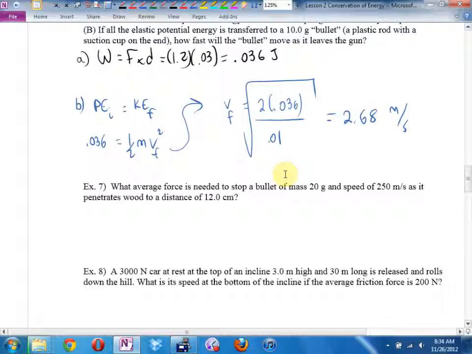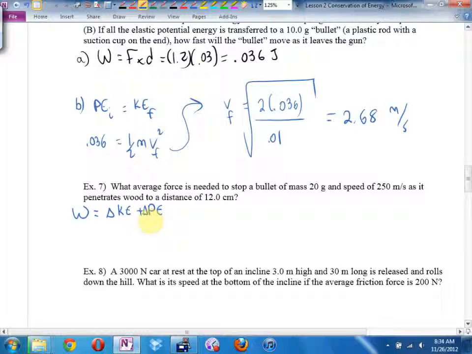Terry, what's this question asking me to find, number 7? The average force. Okay. I noticed they gave me a speed and a distance, and there's an average force. You know what I think this is probably wanting me to do? I think they want me to realize that work equals the change in kinetic energy plus the change in potential energy.